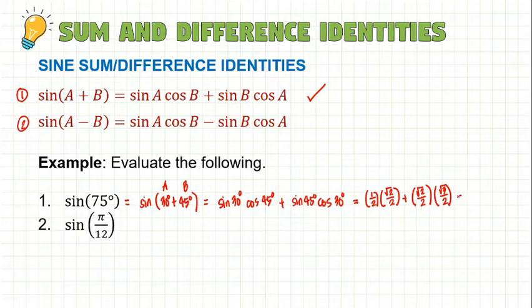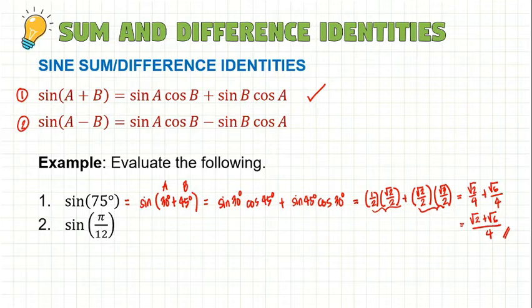So from that, we will now have 1 half times square root of 2 over 2. This one is just square root of 2 over 4, plus square root of 2 over 2 times square root of 3 over 2, which is just square root of 6 over 4. So from that, we will now have square root of 2 plus square root of 6 all over 4. And this is now our final answer for problem number 1. I hope that is clear.